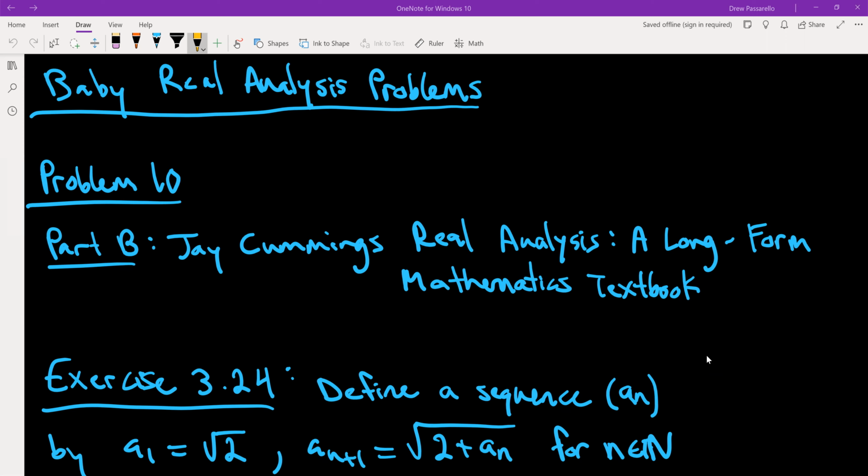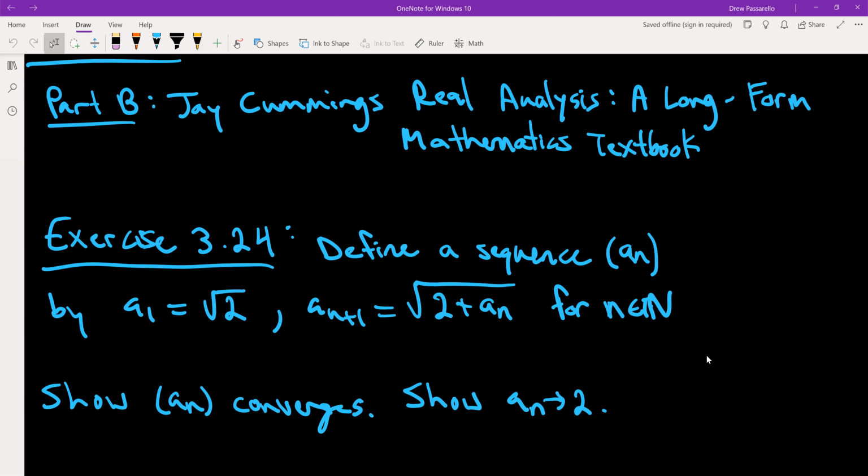And this is exercise 3.24, and it's a recursive sequence. So the sequence is defined by a1 being the square root of 2, and a sub n plus 1 is equal to the square root of 2 plus a sub n, where n is a natural number. So we're going to show the sequence converges, and then it tells us to show the limit itself is 2. The previous one actually found the limit. I'm going to do the same process for this, and you'll determine that we get 2 for the value.